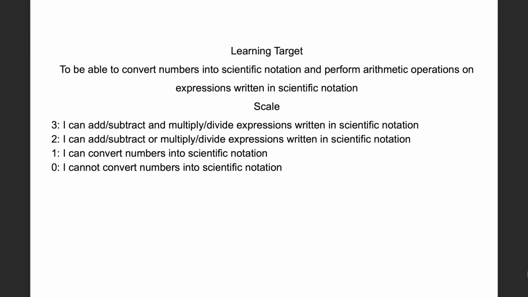For the scale, for a 3, you can add, subtract, multiply, and divide expressions written in scientific notation. So you can do all 4. You're a 2 if you can add and subtract or multiply and divide expressions written in scientific notation, one or the other, but not both. You're a 1 if you can convert numbers into scientific notation. And you're a 0 if you cannot convert numbers into scientific notation. All right, let's get started.